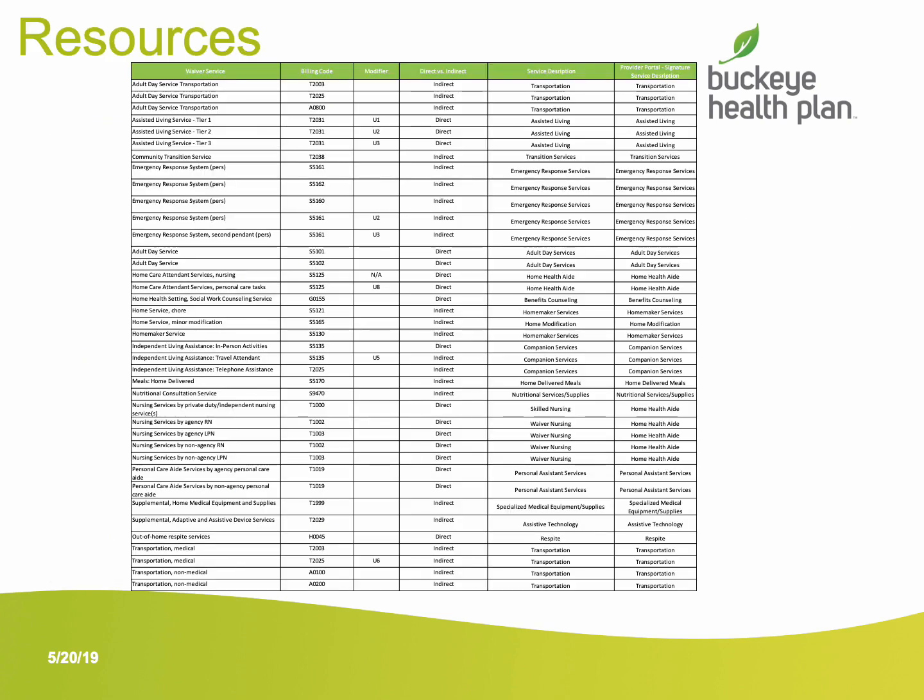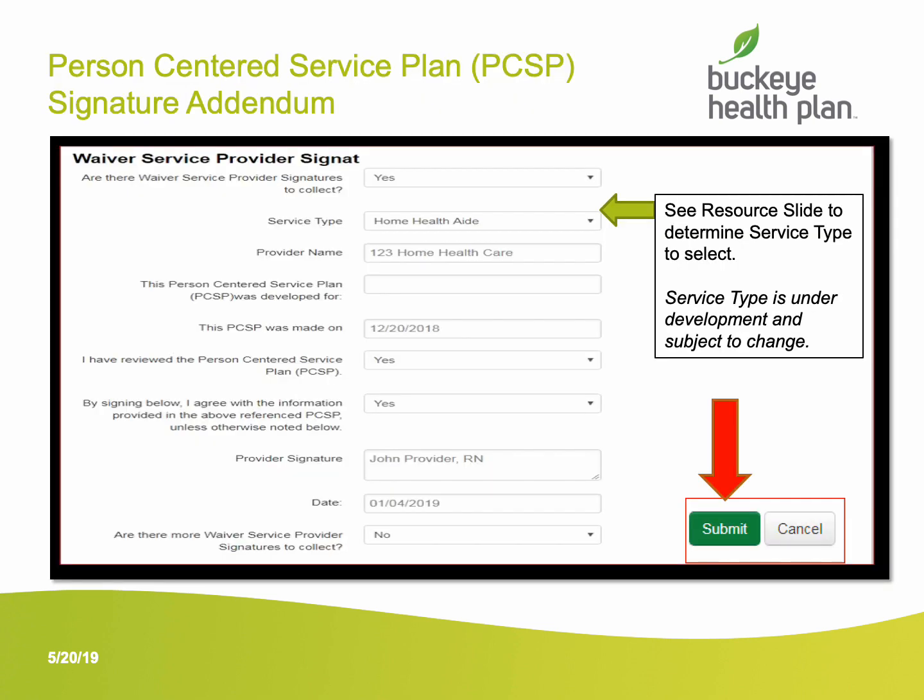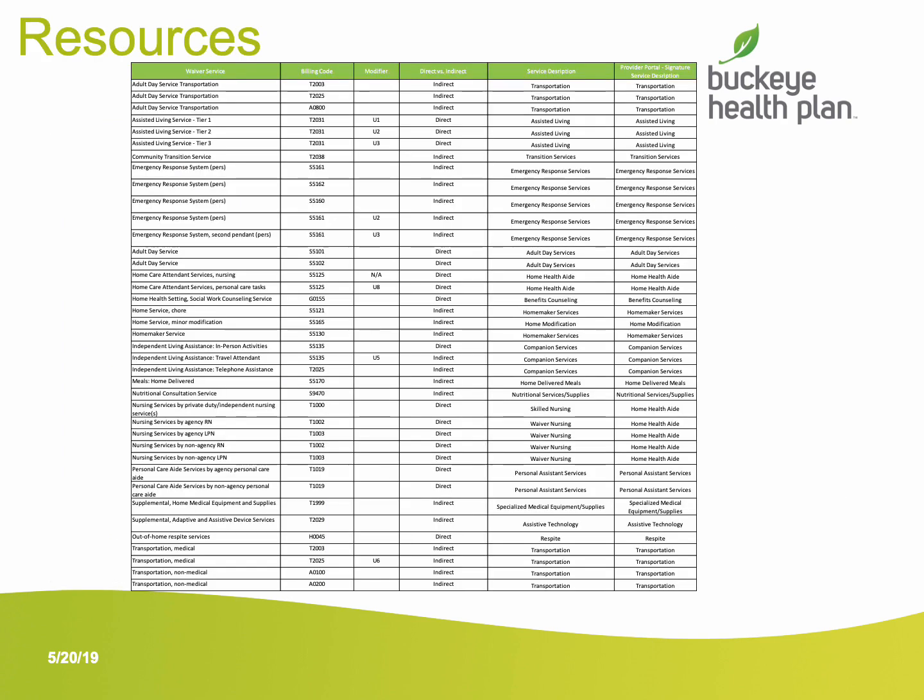If you are unsure what the service type is, here is a list that you can select from. Now, let's go back to the previous slide. Once you've inputted the information we just reviewed, scroll down to the bottom of the page to click Submit. Once you click Submit, a new window will pop up confirming that your signature has been received and will be reflected in the member's service plan within 24 to 48 hours. So again, here are the service types we just referenced.